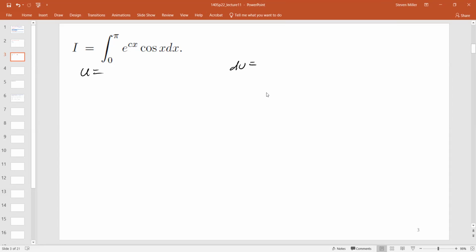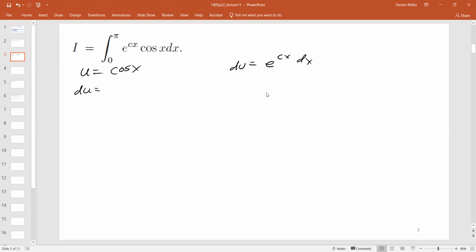What do you want to be u? So I'll put you on the hot spot to get out of it. What would you choose for u? Okay, so you will choose u to be cosine of x, and then dv would be e to the cx dx. So what would du equal?